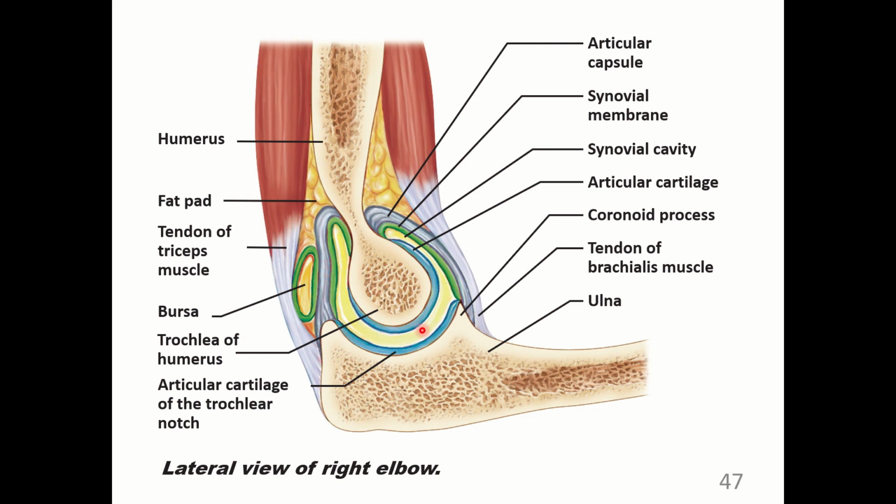They're separated by the synovial cavity, filled with the synovial fluid, buffered by the articular cartilage, surrounded by the capsule. The membrane will secrete the synovial fluid, and then we will have our ligaments that are binding these bones together. This is the tendon of the biceps and the tendon of the triceps to help us flex and extend our elbow.